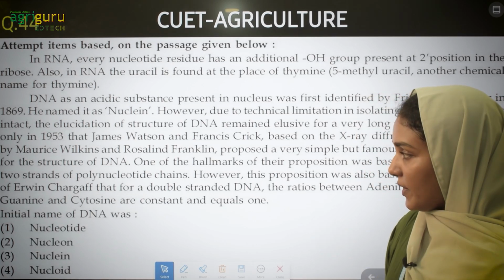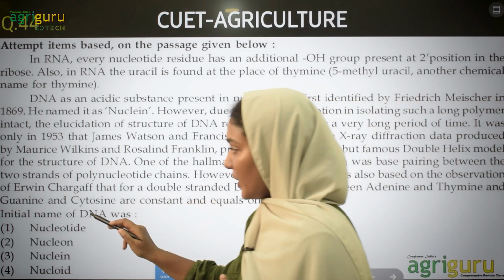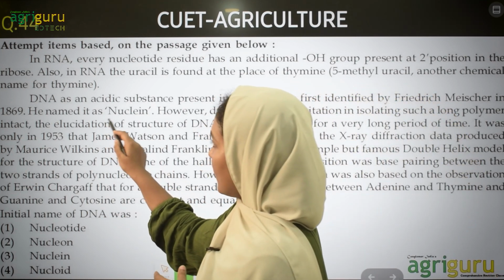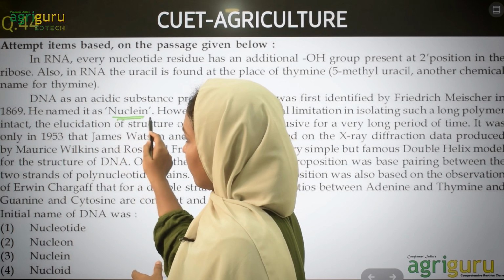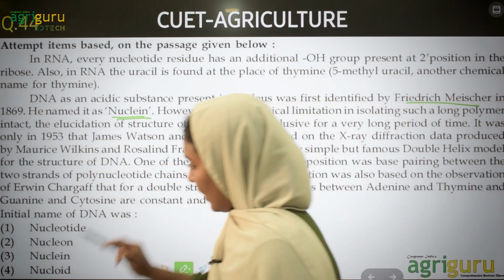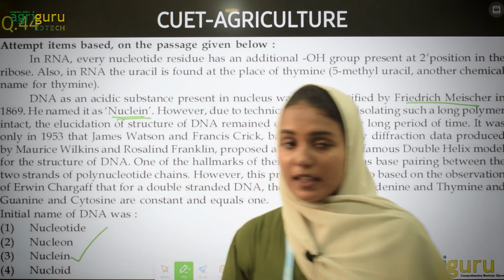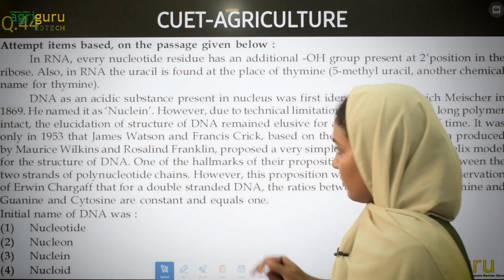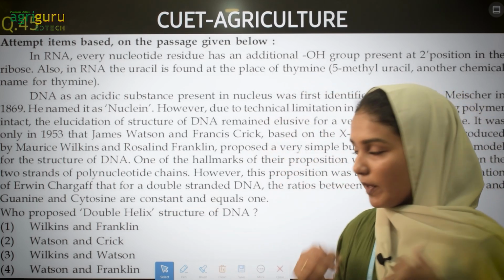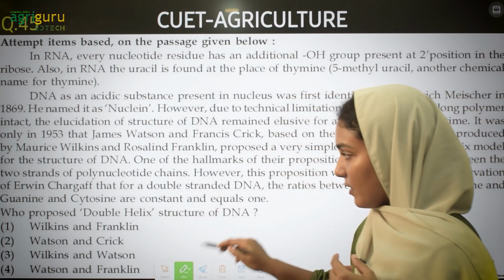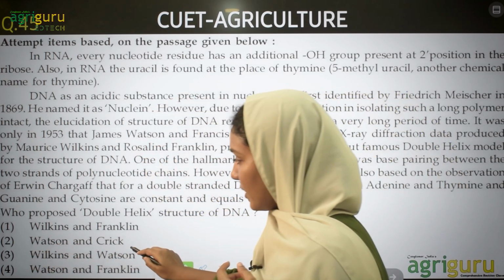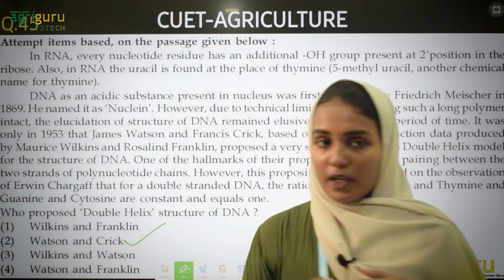Next question, question number 44. The initial name of DNA was nuclein. Who named it? Friedrich Miescher named it nuclein. The right answer is option number 3, nuclein. Next, who proposed the double helix structure of DNA? Even without reading this passage, we can answer this. Those who have gone through the NCERT can easily write the answer, Watson and Crick. That is option number 2.